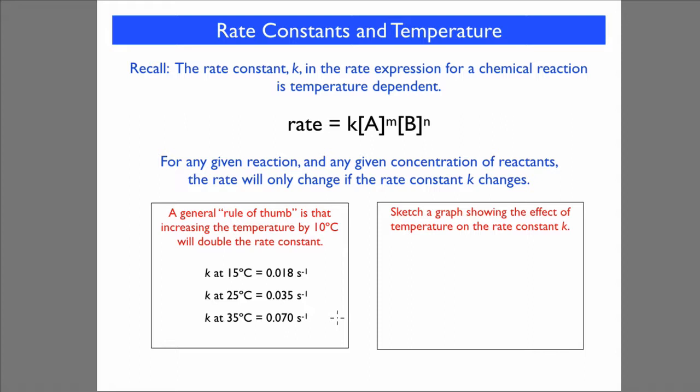Also, the rate constant k is in the rate expression for a chemical reaction, and it is temperature dependent. For any given reaction and any given concentration of reactants, the rate will only change if the rate constant k changes. A general rule of thumb is that by increasing the temperature by 10 degrees Celsius, the rate constant will double. So at 15 degrees, the rate constant will be about 0.018. At 25 degrees, about 0.035. At 35 degrees, about 0.070. So for every jump of 10, you get a doubling in rate constant.